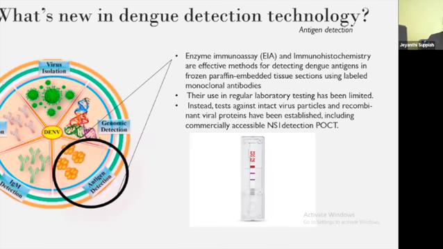Right. So antigen detection. Previously we have enzyme immunoassays, ELISAs, and immunohistochemistries, which are quite effective methods for detecting dengue antigens, particularly from frozen paraffin embedded tissue sections using labeled molecular monoclonal antibodies. But their usage is limited in regular laboratory testing due to their laborious method. So instead now, we have tests against intact virus particles and recombinant viral proteins have been established, including commercially accessible NS1 detection POCT. So this POCT is quite widely used in hospital settings nowadays.